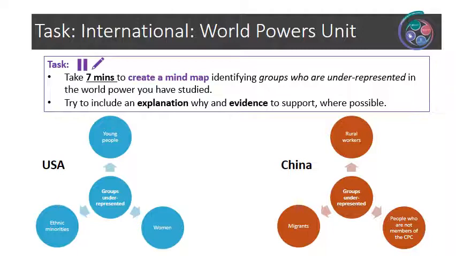You may now see on the screen that we have some examples of groups who are underrepresented in both the USA and China. This list is not exhaustive. There are plenty others that you could have, but the main groups that we might want to consider today, if we're talking about the USA, are young people, ethnic minorities, and women. Again, if we're having a look at China, groups who are underrepresented could be rural workers, people who are not members of the CPC or who are not communist, or it might be migrants. You may have learned about other groups, and that is also totally fine.